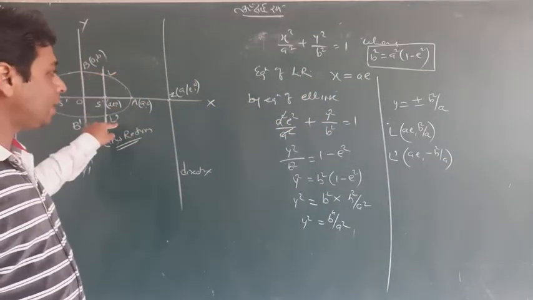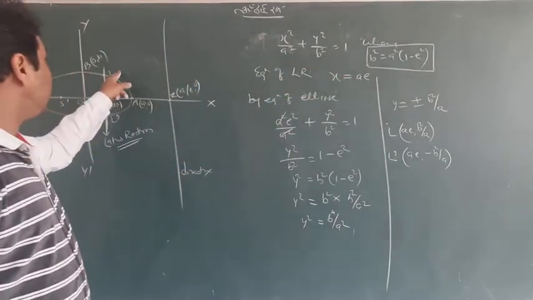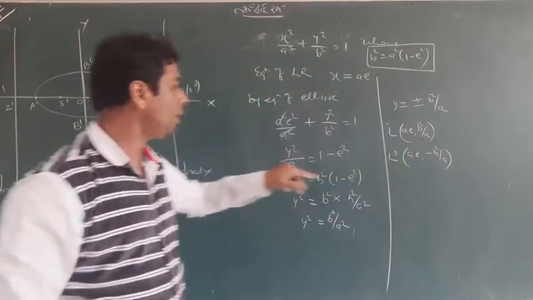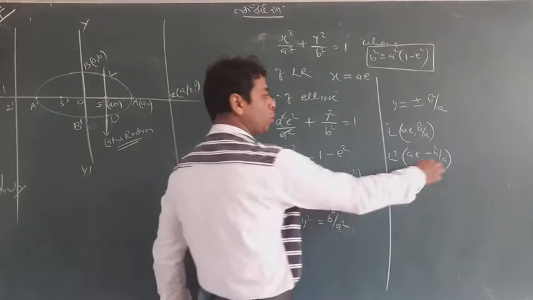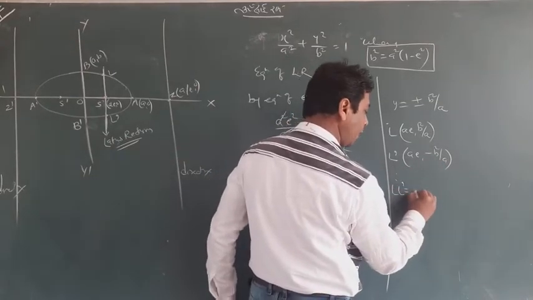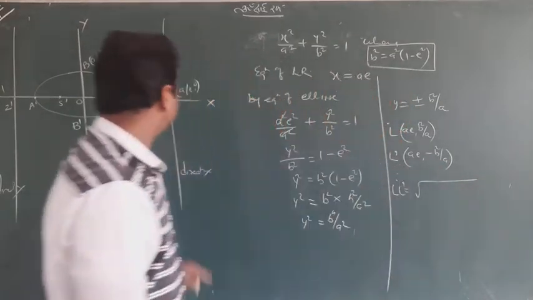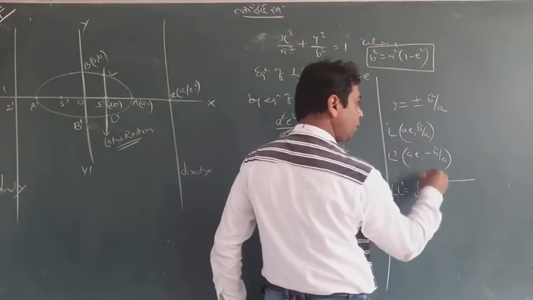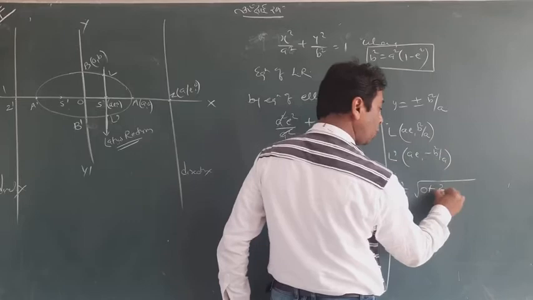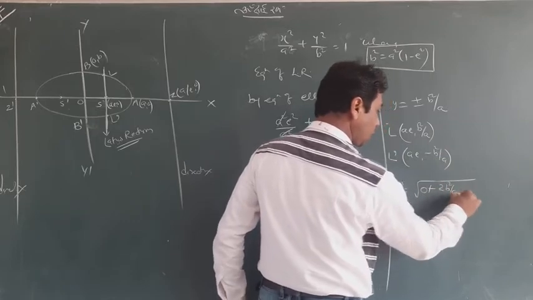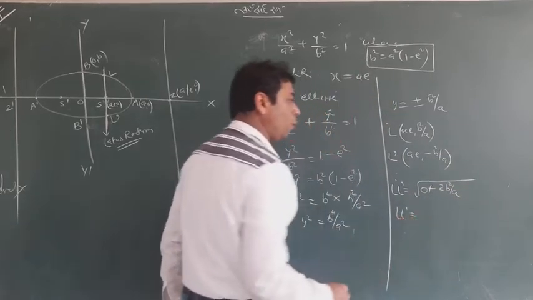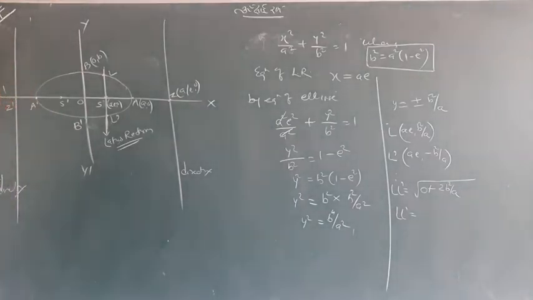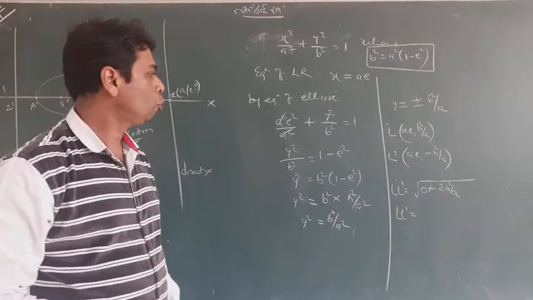For L dash, x equals AE; for L, y equals plus b square upon A; for L dash, y equals minus b square upon A. Now what is the distance between L and L dash? That is the latus rectum length. So AE minus AE is 0, and b square upon A plus b square upon A is 2b square upon A. Look, somewhere I made a mistake.